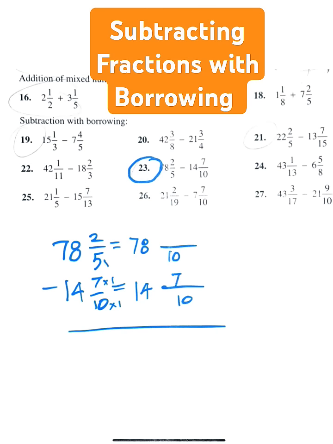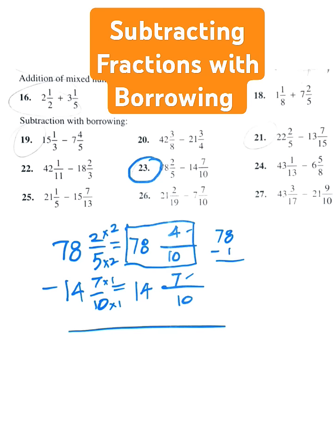Therefore, 7 times 1 is 7. 5 times 2 is 10. Therefore, 2 times 2 is 4. Now I notice that I cannot take 4 minus 7, so I'm going to borrow from 78 a whole number 1. That gives me 77, but my 1 converts into a fraction of 10 over 10.